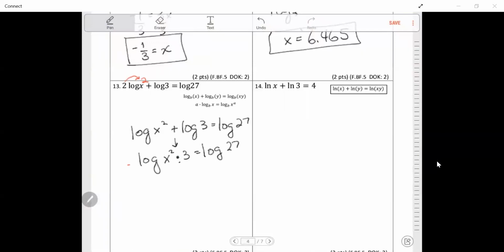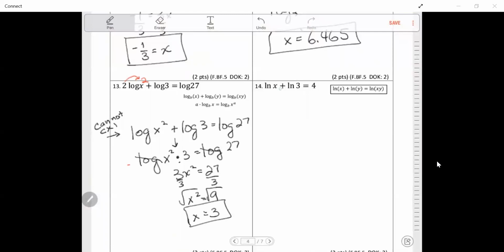Well, when it's just like this, you can't cancel the logs out. So you cannot cancel, and it looks like that. But when it looks like this with just a log on each side, you definitely can cancel this. So you get 3x squared equals 27, divided by 3. You get x squared equals 9. Square root both sides, you get x equals 3. All right.